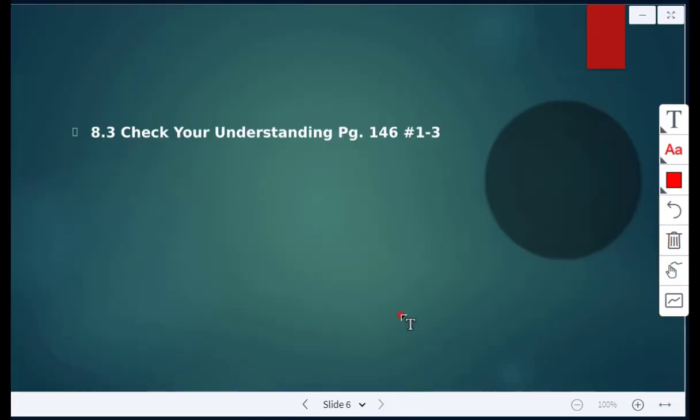All right, so that's it for 8.3 on combustion. Make sure you know the difference between combustion and cellular respiration, the differences between the two and the similarities between the two. Also make sure to know the difference between complete combustion and incomplete combustion.